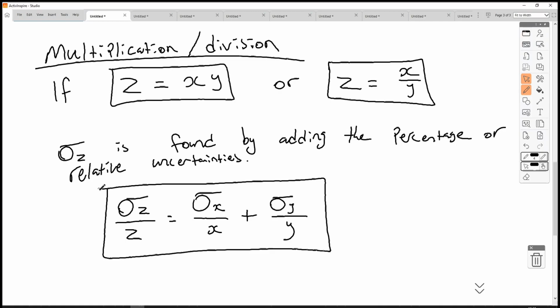Even in division, they add up. Yeah, so it's the same even in division. You add their percentage or their relative uncertainties. Now what I've written here is their relative uncertainty, which will give you a decimal, but it's quite easy for you to figure out how to do that with percentages. Just multiply each of them by 100. That will convert them into percentages.